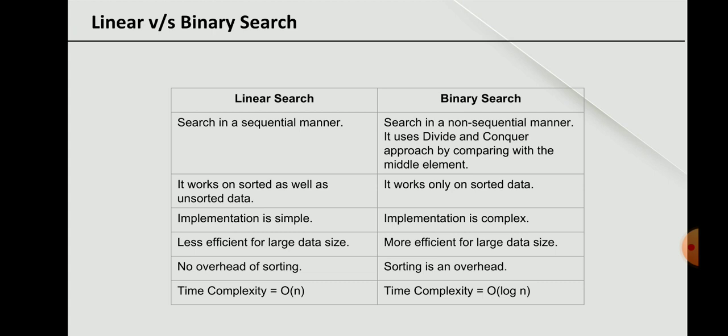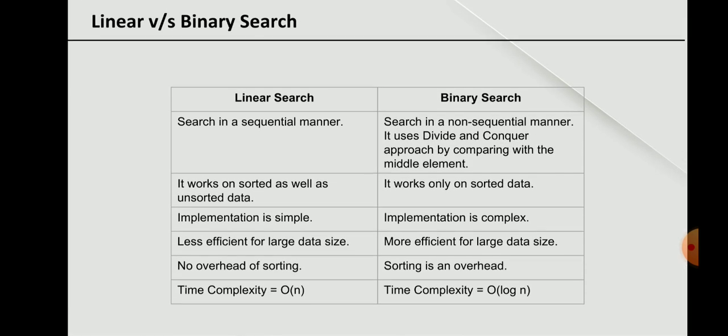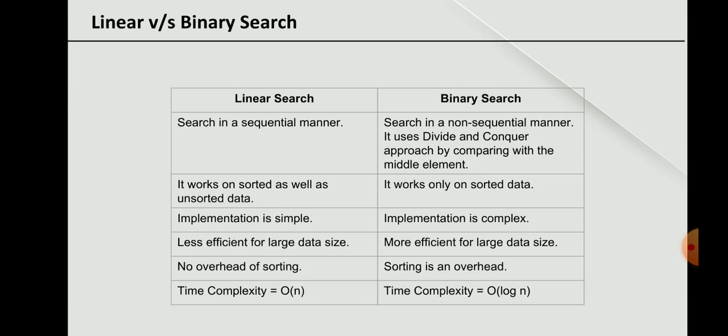Next is the difference between linear search and binary search. In linear search we search in a sequential manner, whereas in binary search we search in a non-sequential manner using the divide and conquer approach by comparing with the middle element. Second, linear search works on sorted as well as unsorted data, whereas binary search works only on sorted data. Implementation wise, linear is simple and binary is a little bit complicated.